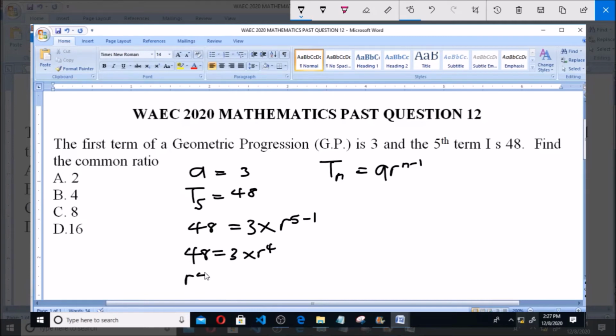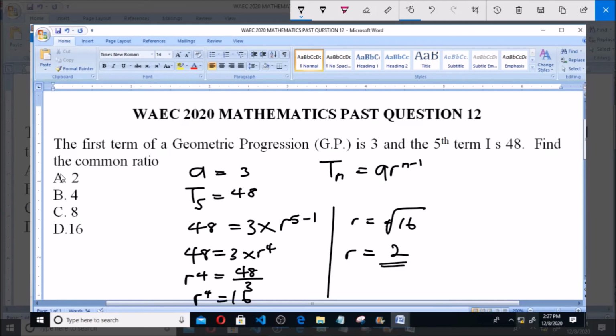So r raised to the power of 4 will be equals to 48 all over 3. That means r raised to the power of 4 is equals to 16. Now r will be equals to the fourth root of 16. So r is equals to 2, because 2 raised to the power of 4 is equals to 16. So the fourth root of 16 is 2. So the value for the common ratio is 2, which is option A.